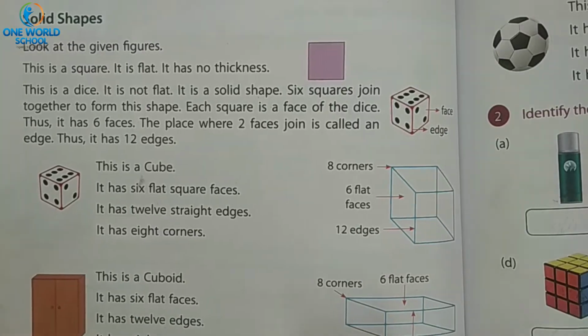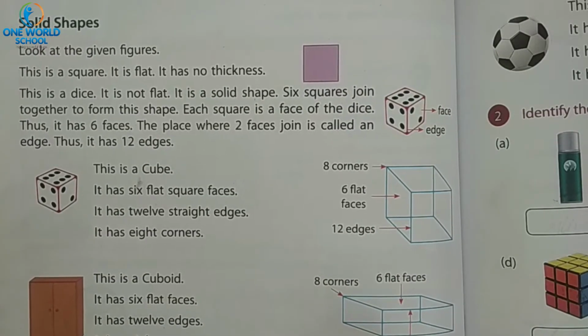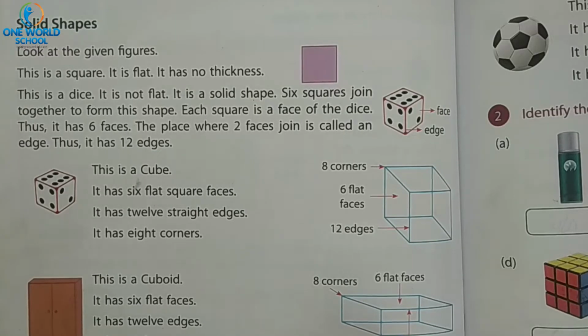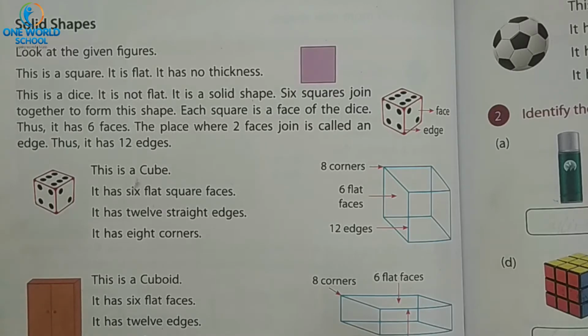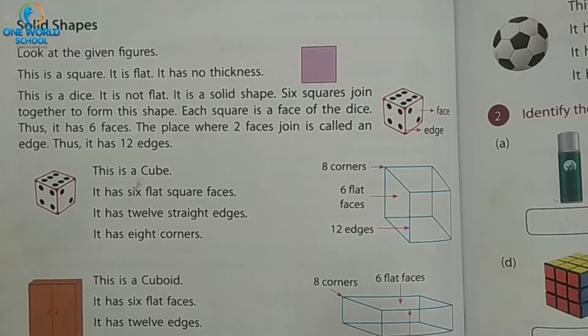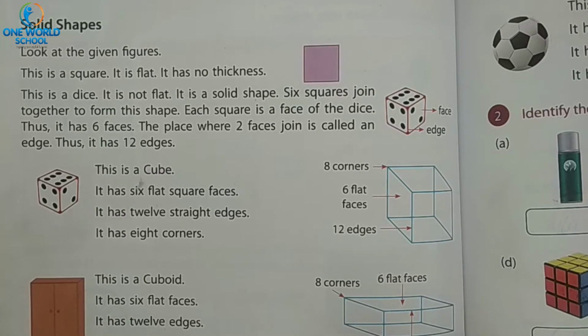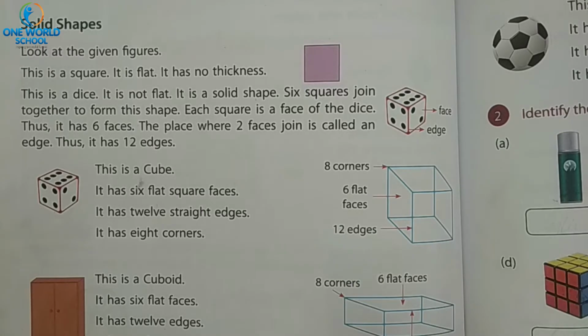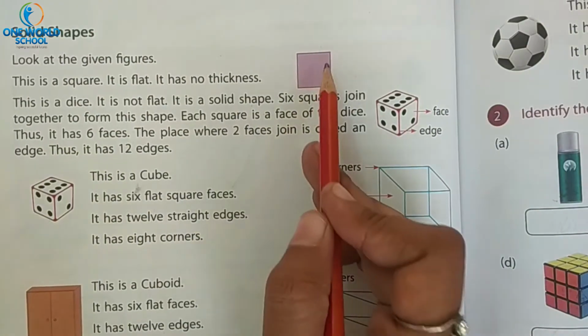In last class we have learned about the plane shapes. So today let us move forward towards the solid shapes. In today's class we will learn 5 solid shapes, that is cube, cuboid, cone, cylinder and sphere.